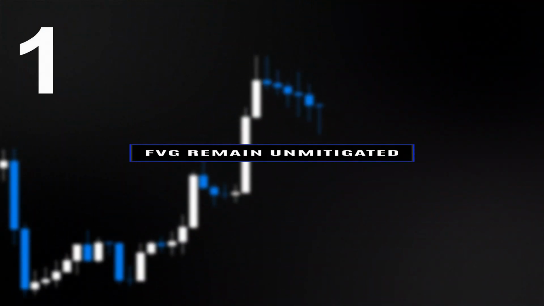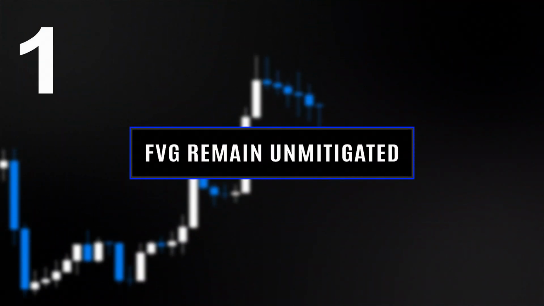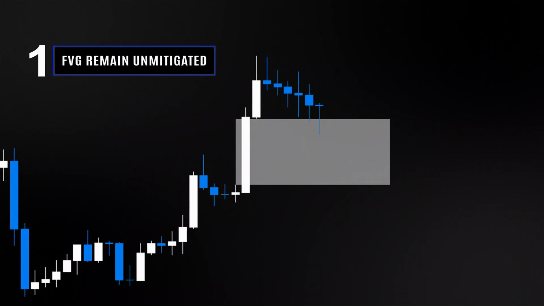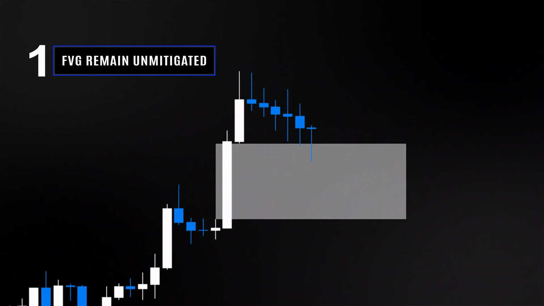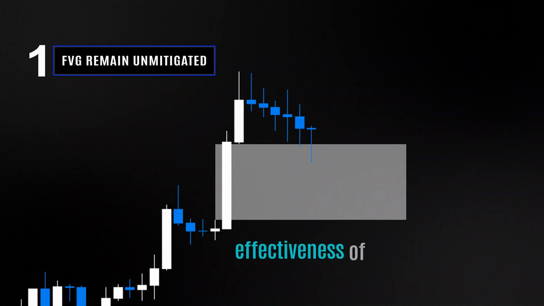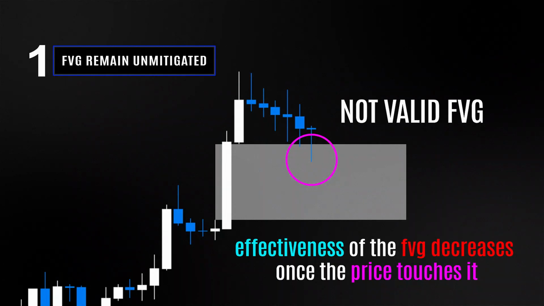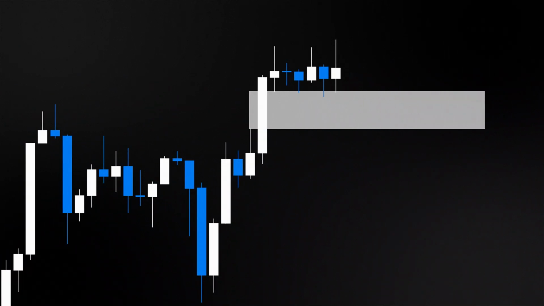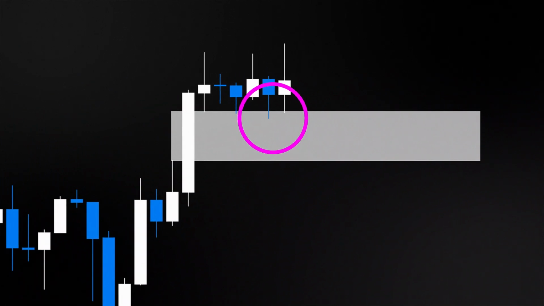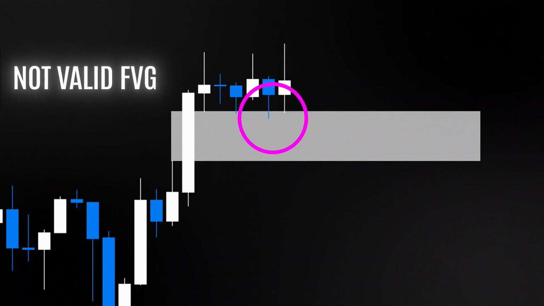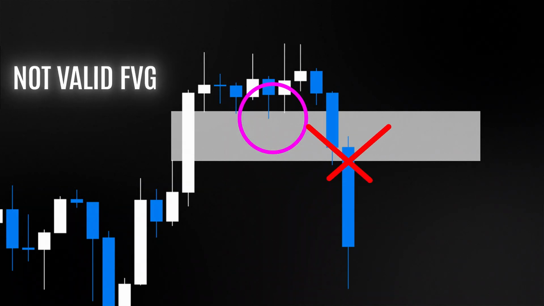Number 1. A fair value gap has a high chance of success if it is unmitigated, which means untested. If you see a fair value gap on the chart, make sure it has not been tested before, because the effectiveness of the fair value gap decreases once the price touches it. If it was tested before, it is no longer a valid fair value gap. For example, if you see a fair value gap and price touched it before, it is no longer effective, because the second time price enters the gap, there is a higher chance price moves the opposite way. This is an invalid fair value gap.